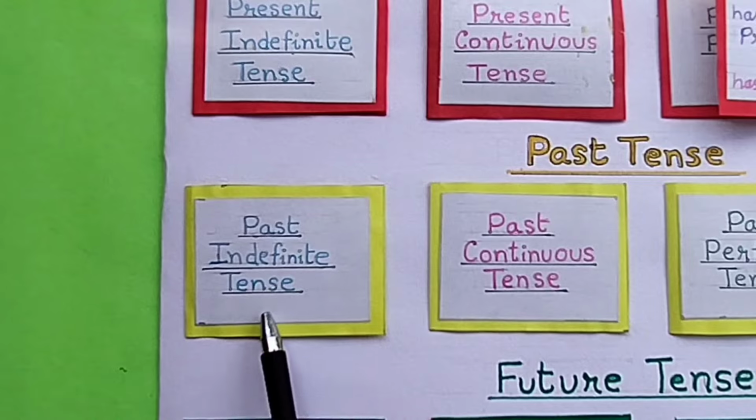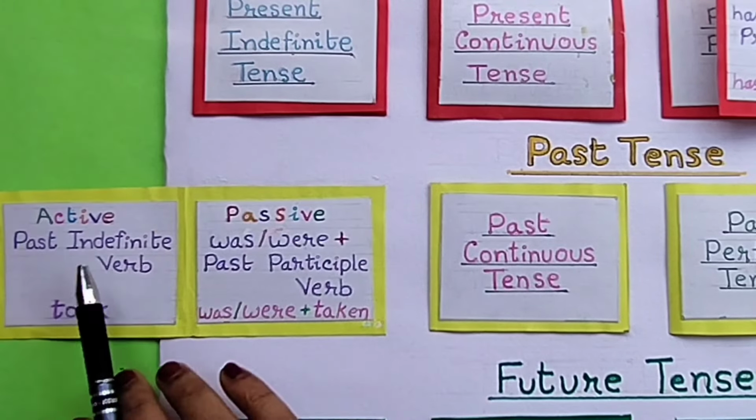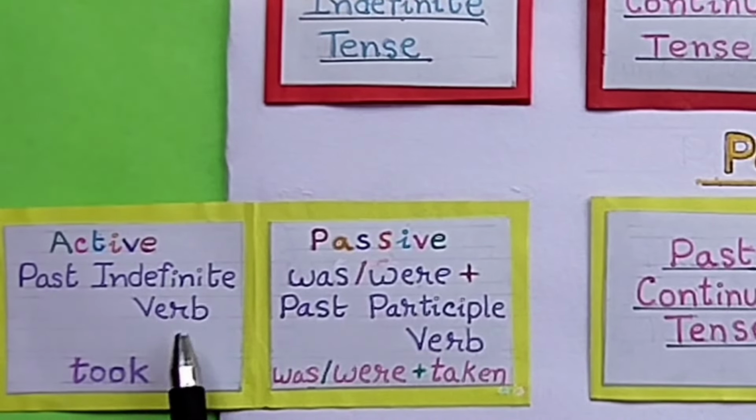Past indefinite tense or past simple tense. Active voice: past indefinite form of verb. Example, took. Passive voice: was or were plus past participle form of verb, was or were plus taken. For example, active voice, Sunny played football. Passive voice, football was played by Sunny.